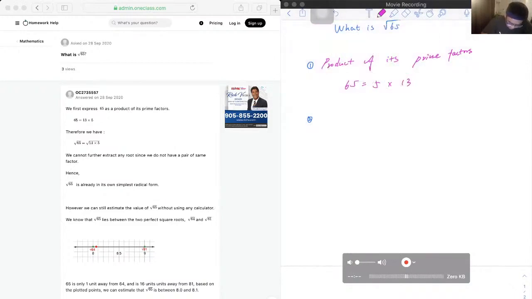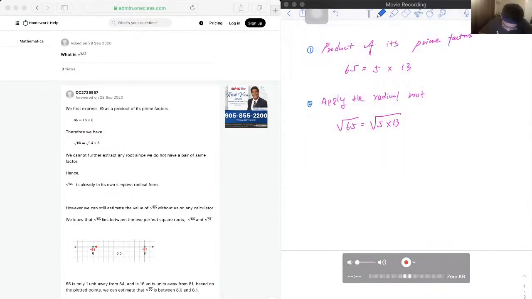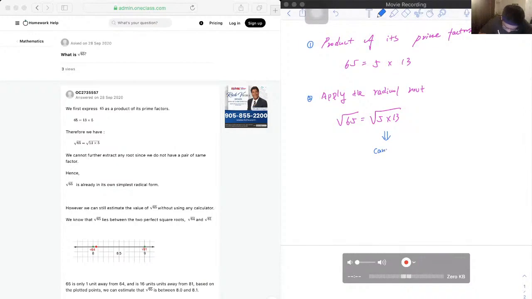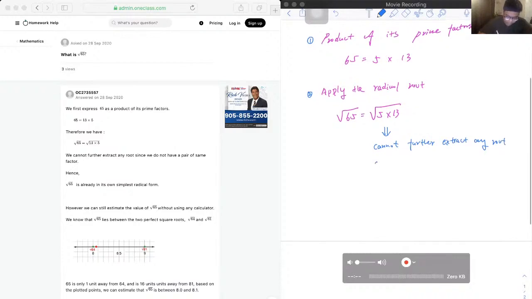We can apply the radical root. Okay, so we have root 65 is equal to root 5 times 13. And in this case, we cannot further extract any root since we don't have a pair of same factor. So let's mark it down here. Cannot further extract any root since we don't have a pair of same factor.